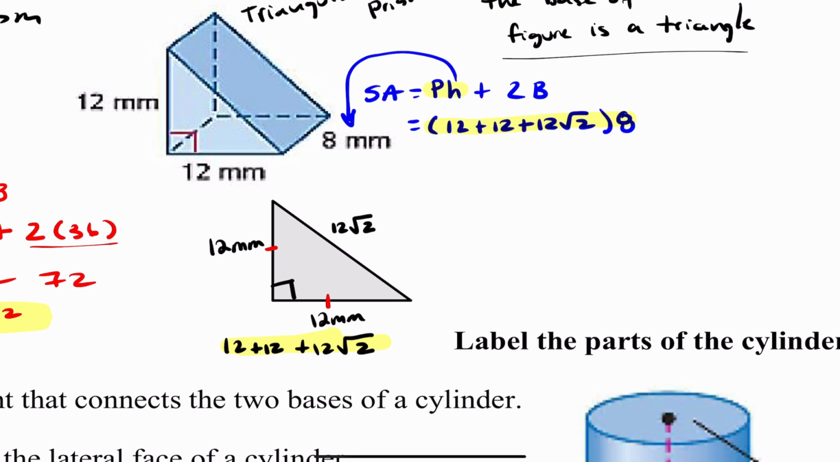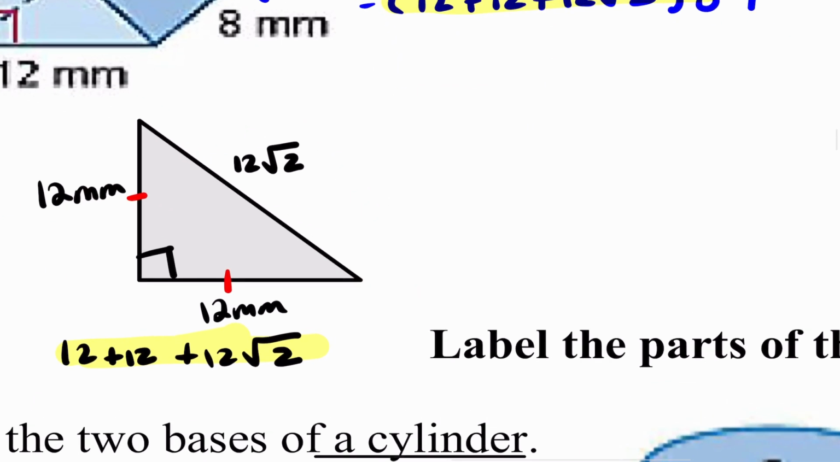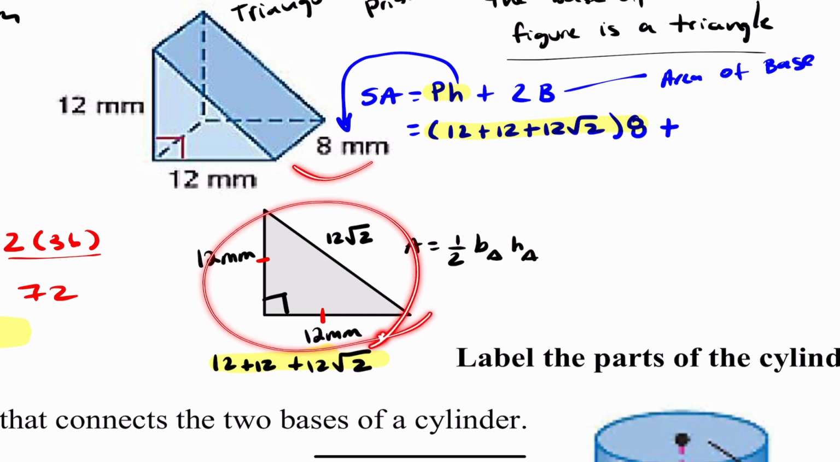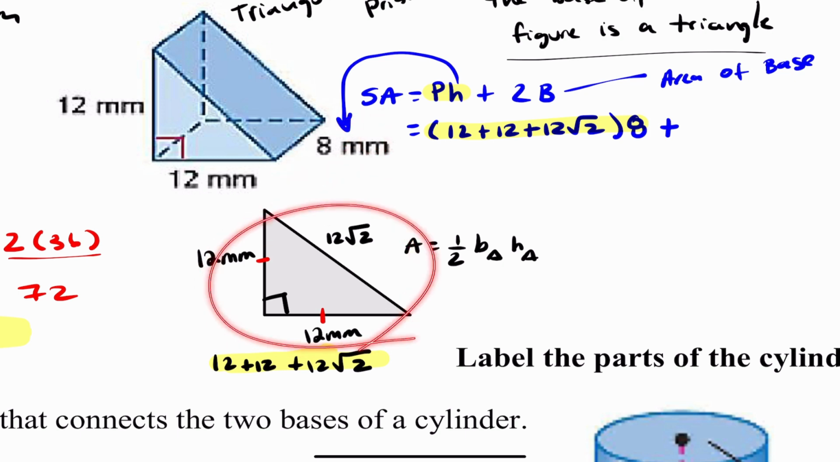Now what I need to do is find this, 2B. So big B, again, big B means area of the base. So this is the base. It's a triangle, right? So the area formula for a triangle, it's A equals 1/2 base of the triangle multiplied by the height of the triangle. This H is dealing with the height of the triangle itself, not the prism, okay?